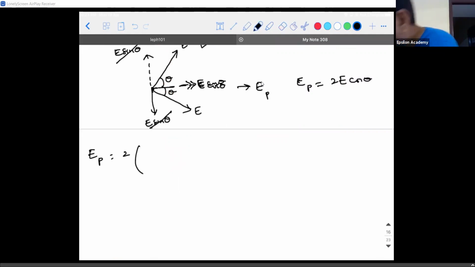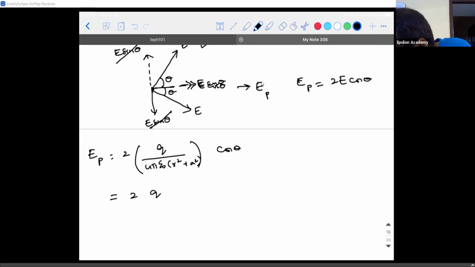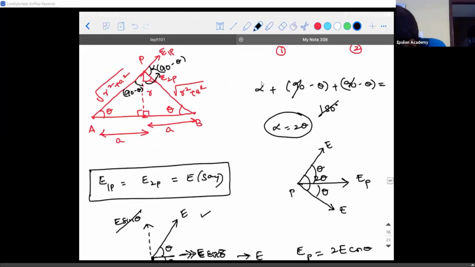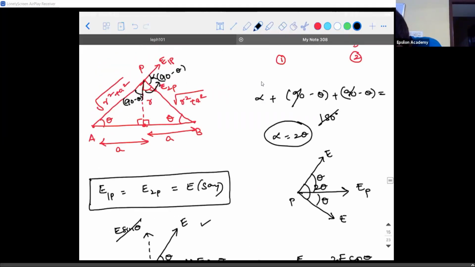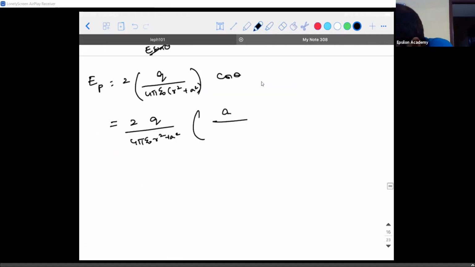So it will be Q divided by 4 pi epsilon naught into r square plus a square, into cos theta. So 2Q divided by 4 pi epsilon naught, r square plus a square. If I observe what is cos theta from this right angle triangle, and if I take this as theta, then cos theta is nothing but a divided by root of r square plus a square.